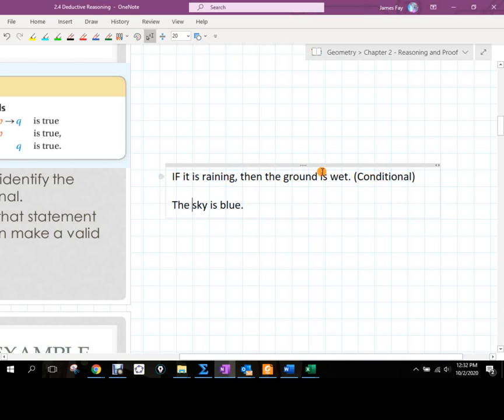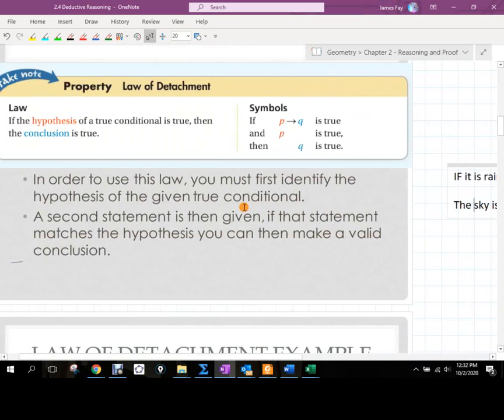It doesn't mean the opposite of that conclusion. It doesn't mean it's false. It just means I can't make an argument. Does that make sense? Okay? And this is stuff that we do all the time.